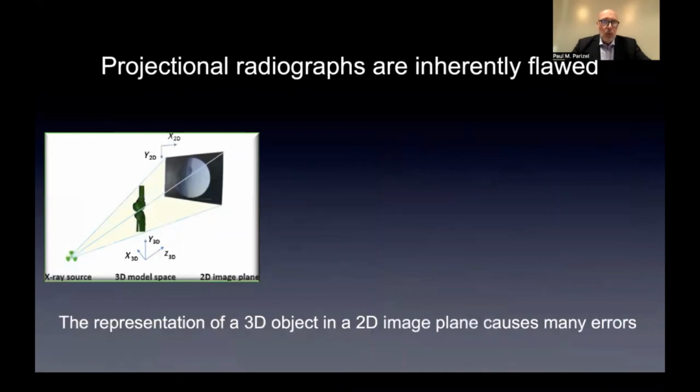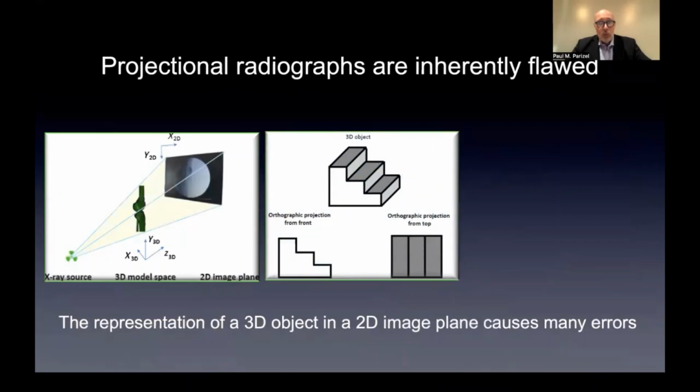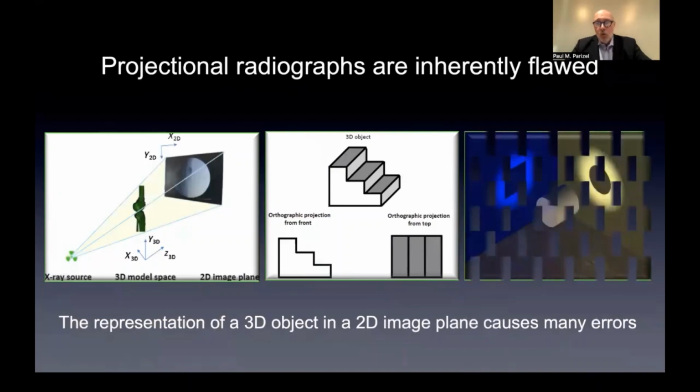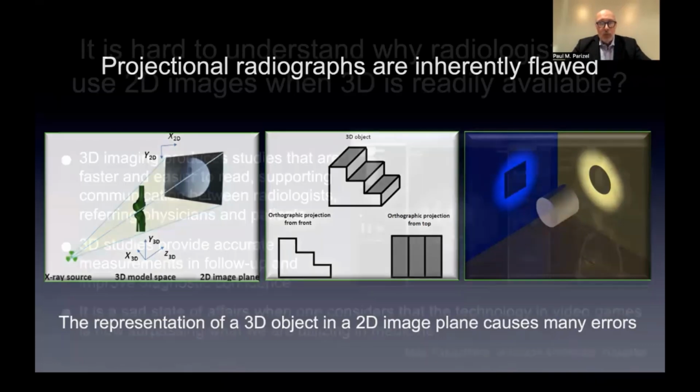Now, when you consider a projectional radiograph, that is inherently flawed. The representation of a 3D object in a 2D image plane causes many errors and may lead to erroneous interpretations, as illustrated in this simple example of a staircase, or a more artistic rendering of this cylinder that, depending on how you project the 3D object on a flat plane, can look like a cube or a circle. And that is very much in the eye of the beholder and indicates the flaws of measuring.